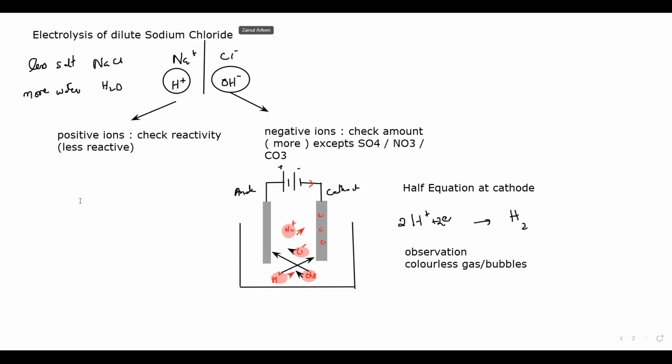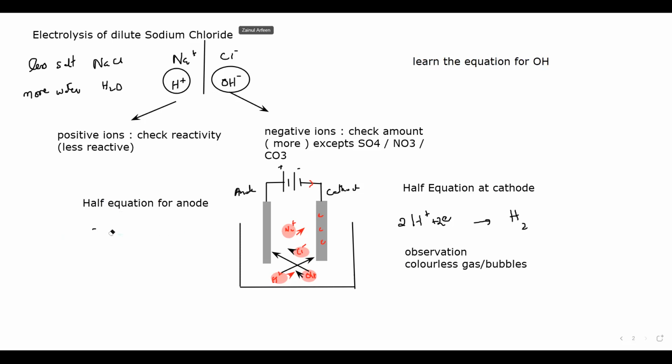So half equation for anode. Whenever hydroxide ion is moving, when one hydroxide ion moves, it will lose one electron and produce hydrogen atom and oxygen atom. But in exam, you don't have to write for one. Actually, you have to memorize this equation. You have to learn the equation for OH. So what will be the equation for OH?